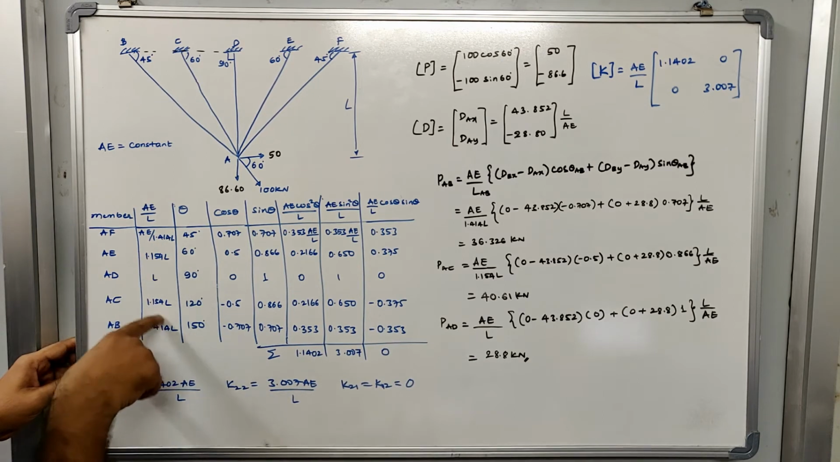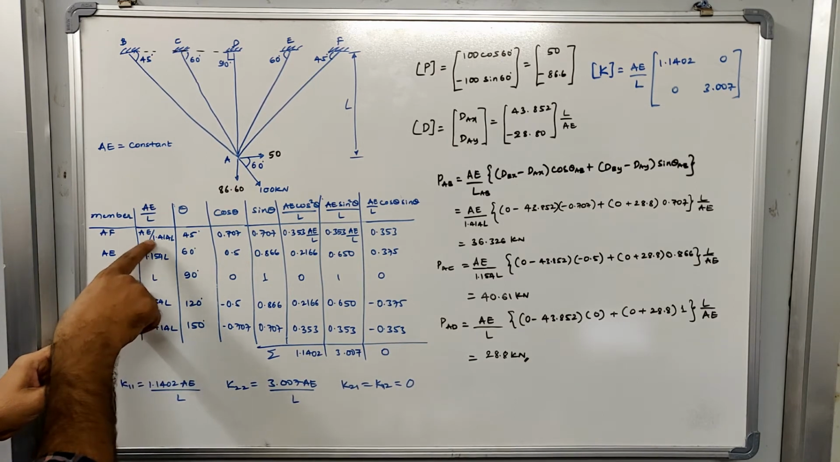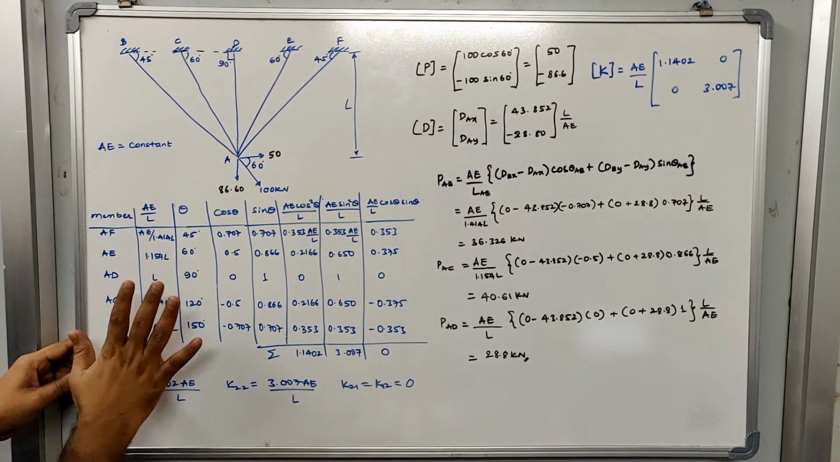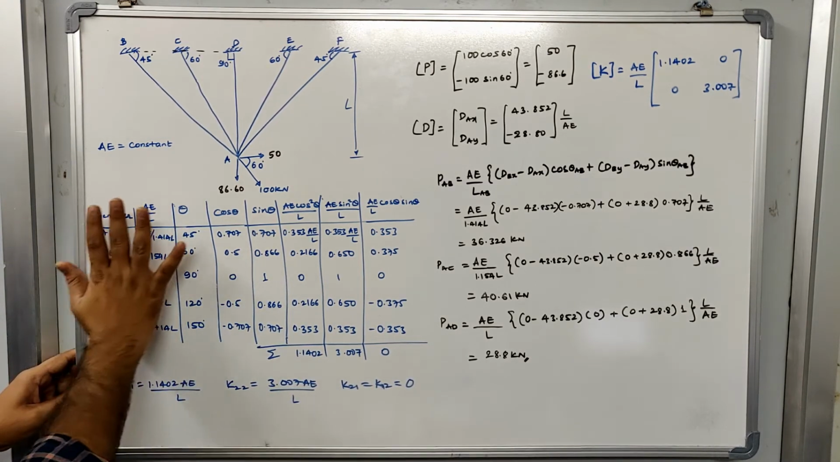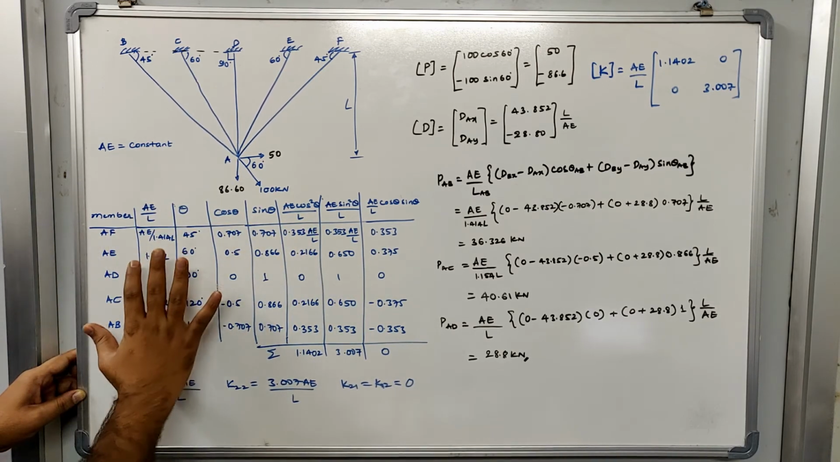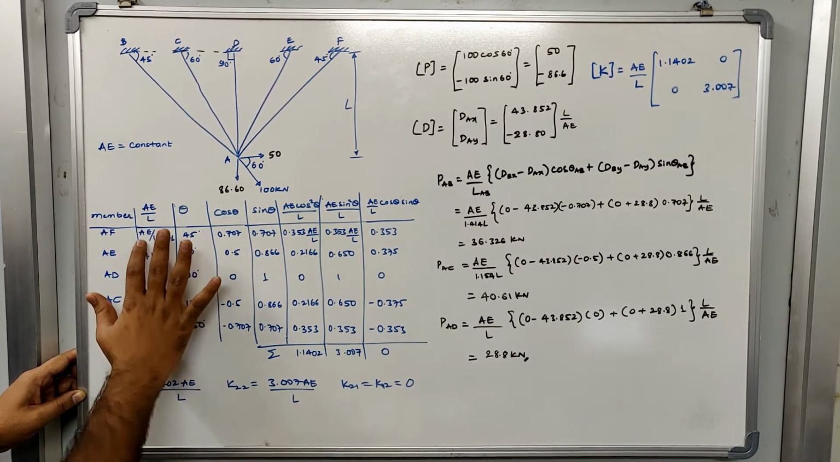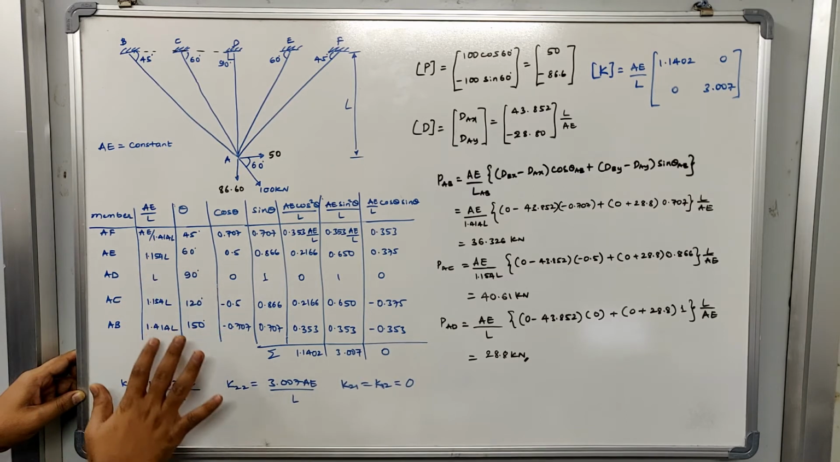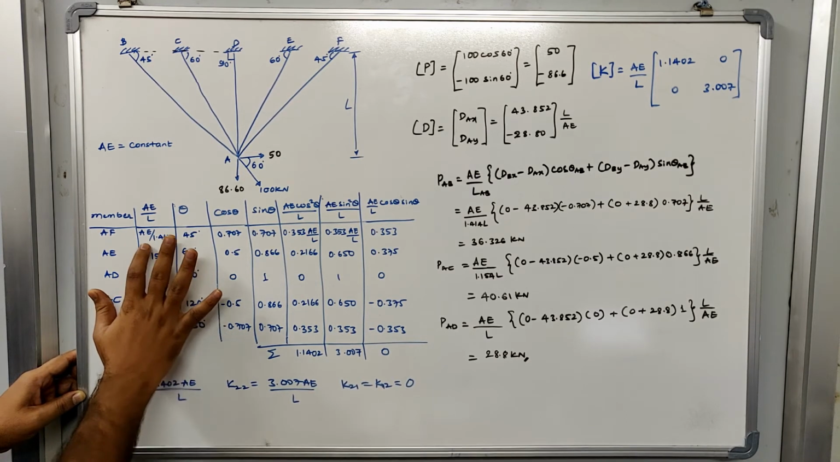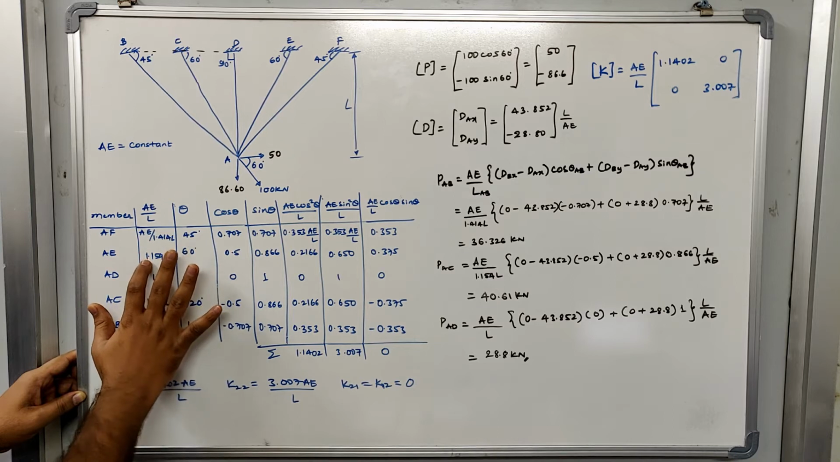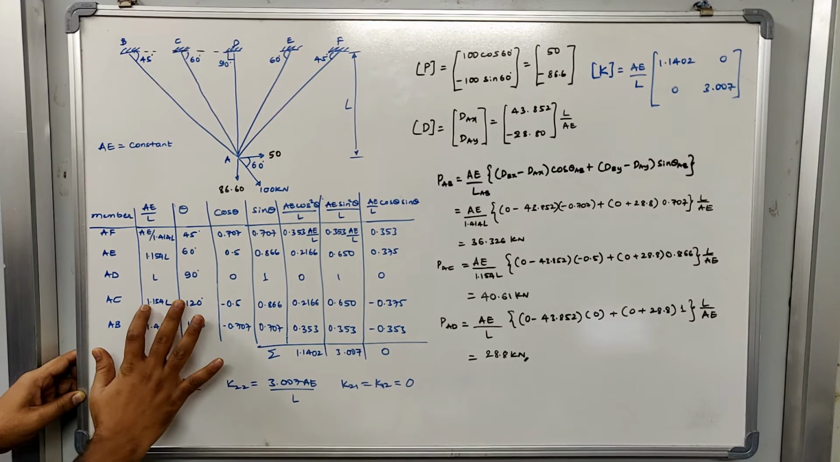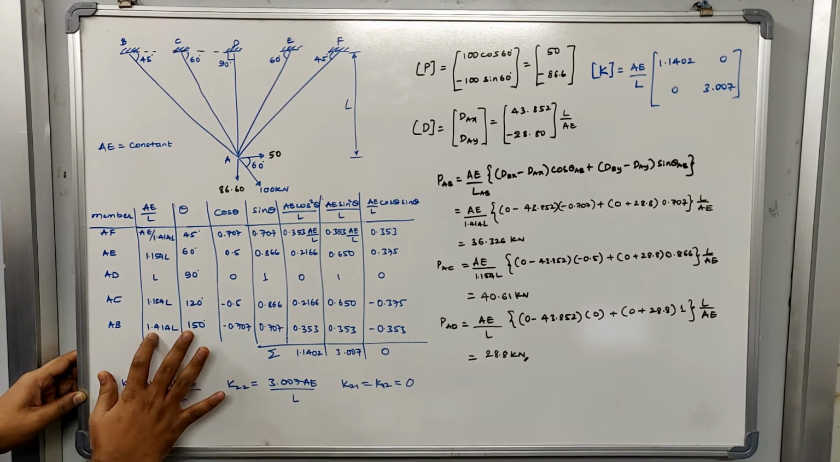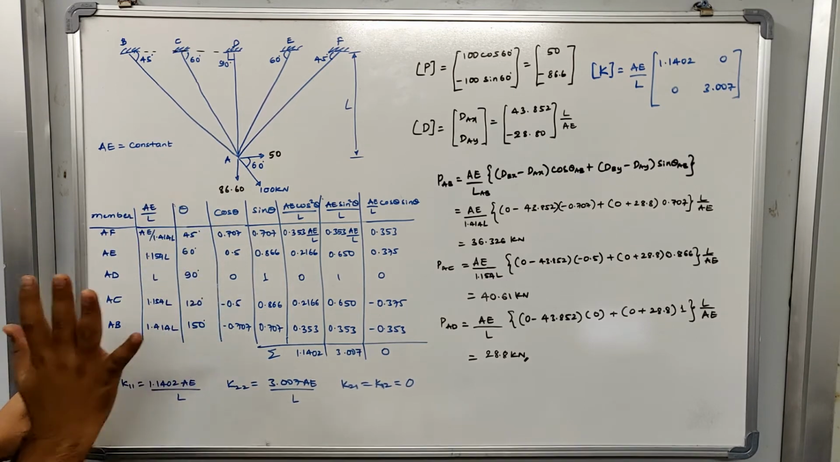Since the numerator remains constant, I have not repeated it all the time here, and in your notebook you can write it out. Just to make this table clear and easy to read, I have not written AE by L everywhere, though AE by L exists in all the terms. So this will be AE divided by 1.154 times L, this again AE divided by 1.154 times L, and this AE divided by 1.414 times L. These are all the AE by L values that I have written.